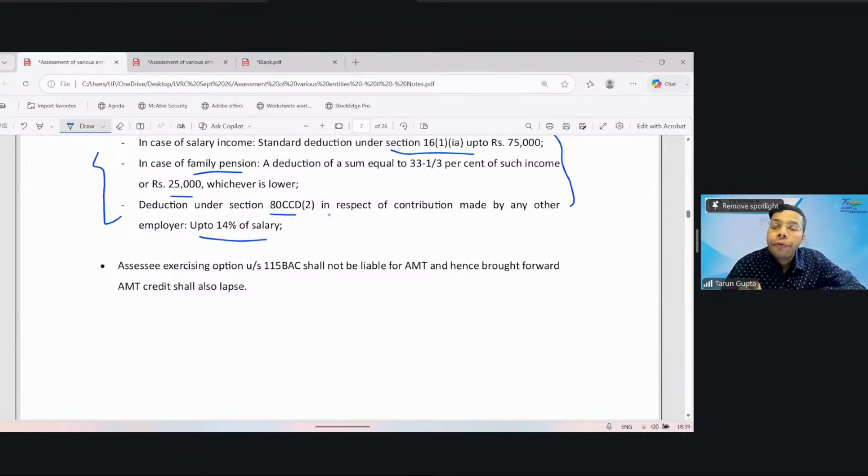Of course, if the individual, HUF, AOP, BOI, or artificial juridical person opts for this concessional rate under section 115BAC, then he is not liable for the AMT, and any brought forward AMT credit shall lapse. So the simple tax planning is, if you have an AMT credit, you first utilize it. Once you have utilized it, then you opt for this new tax regime.